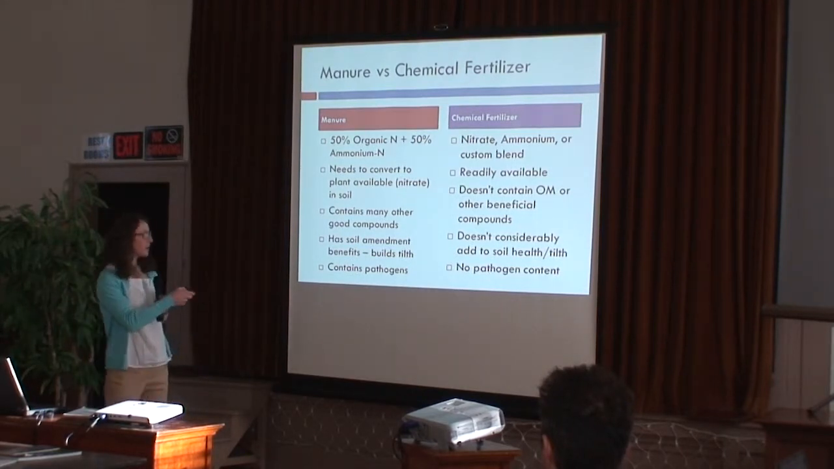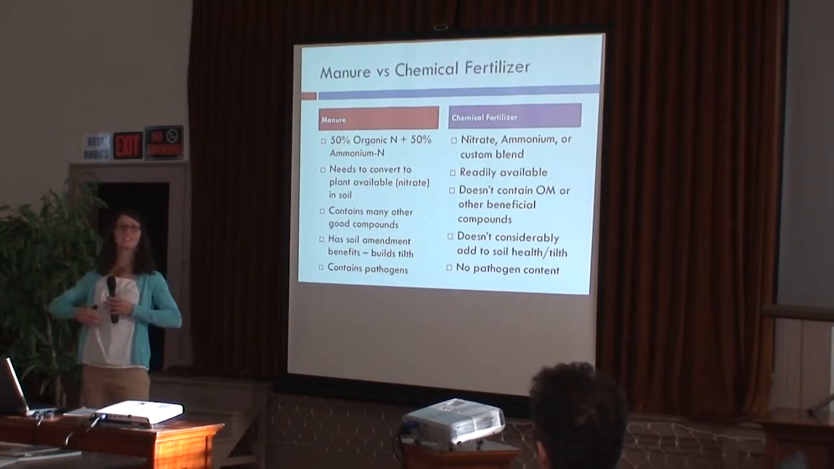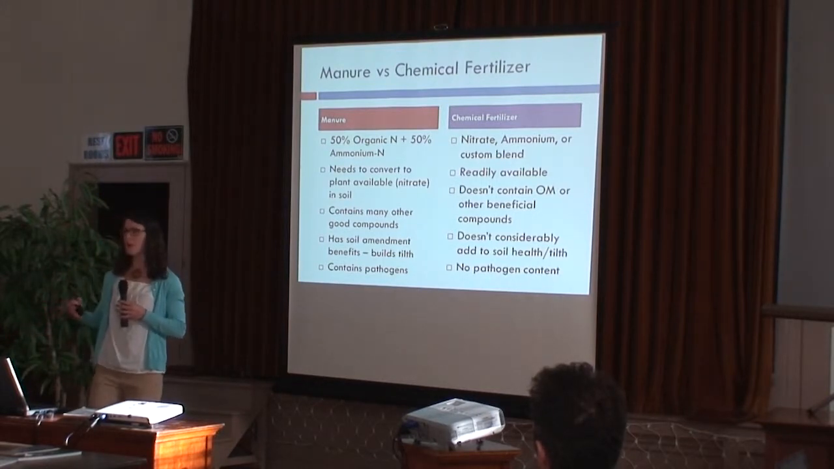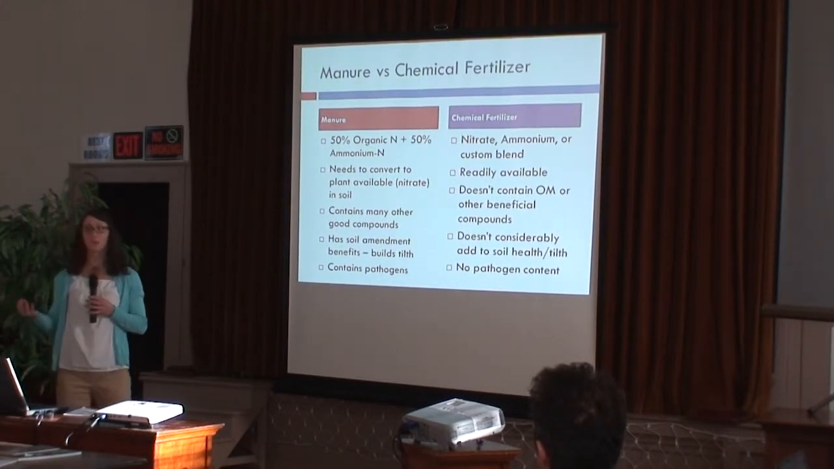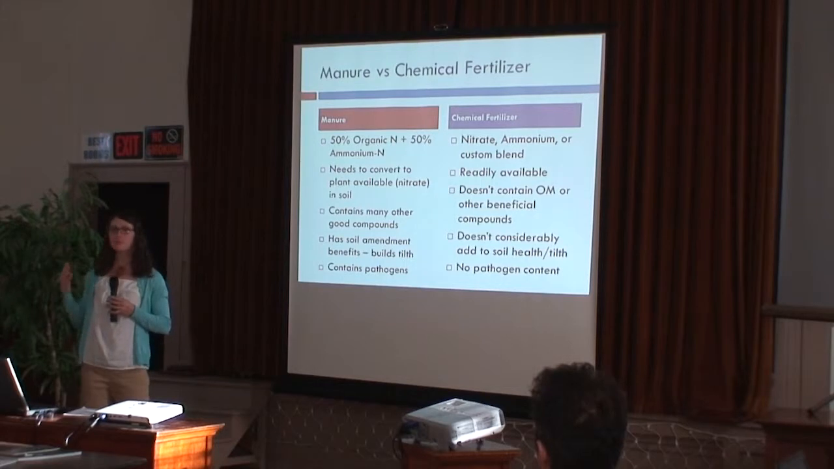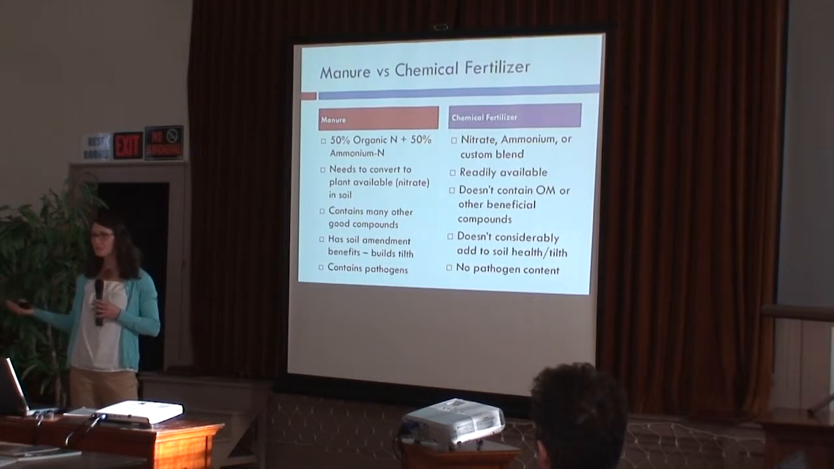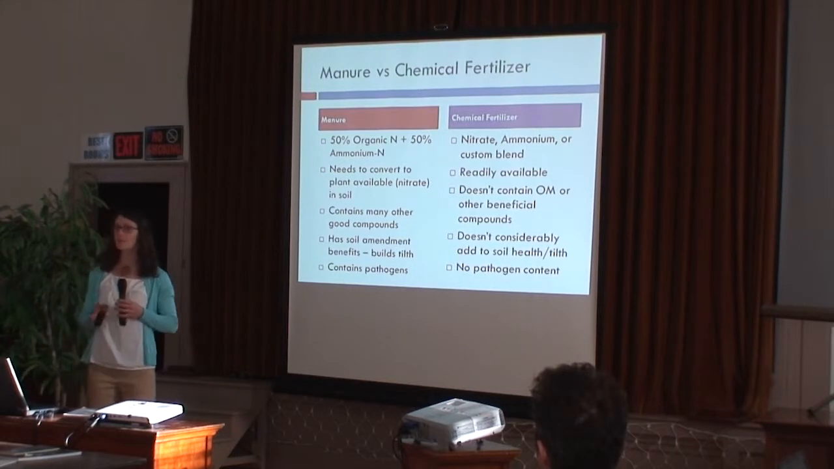One thing though that's really positive with manure is that yes, we think about nitrogen, phosphorus, potassium, NPK, but there's a ton of other really good things in manure. You've got organic matter in there. You've got all of these other macro and micronutrients and minerals that are really good for soil health and soil tilth. It builds that soil health in there. That's a really big positive. Chemical fertilizer does not have that. It doesn't considerably add to soil health and soil tilth. So manure really has an added advantage there.